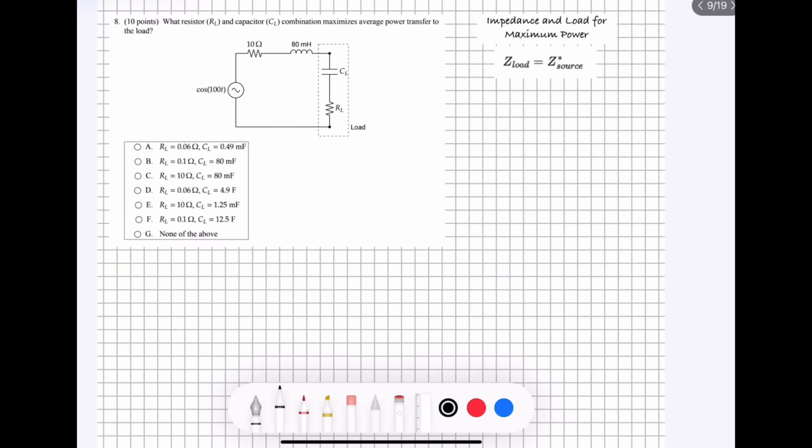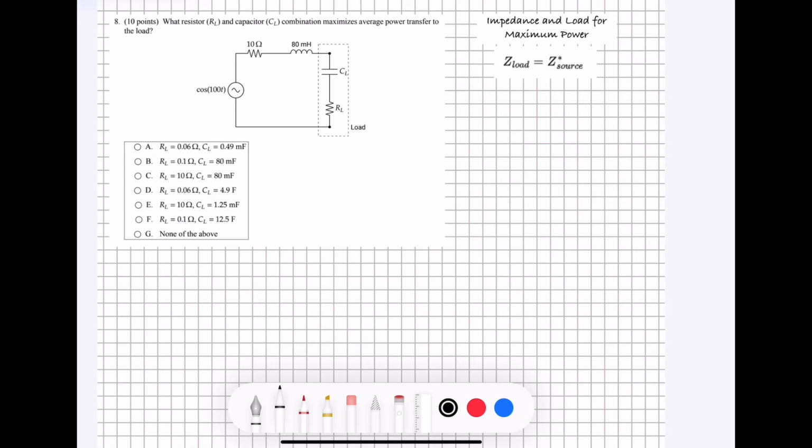All right, question number 8 asks us, what resistor and capacitor combination maximizes average power transfer to the load? In this circuit, we know that this is the load, which means that when we're considering the source, we're going to include all of this right here in the source. So this right here is the equation for maximum power transfer in between a load and a source, where the impedance of the load is equal to the reciprocal of the impedance of the source.